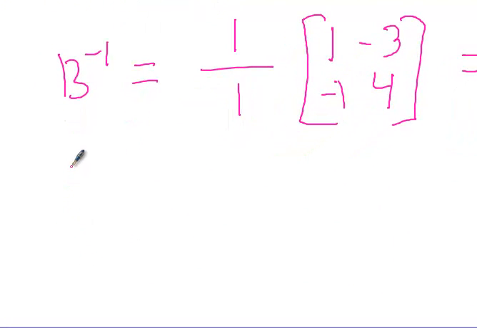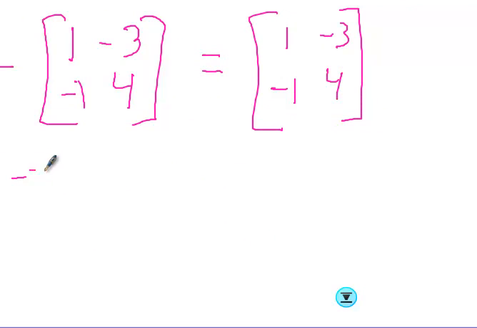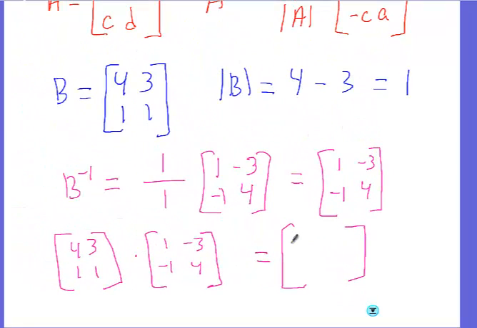All right, so if I take B, 4, 3, 1, 1, and remember, multiplication is not commutative in matrices, so you must put your matrix first, the inverse second. 1, negative 3, and 4. Okay, so when we multiply these, I'm going to go very quickly just because we all know how to do this. To get our first number up here, it's going to be row 1, column 1. So 4 times 1 is 4, plus 3 times negative 1 is negative 3, which gives a positive 1.